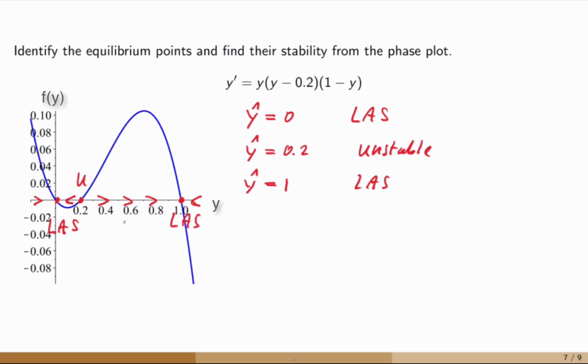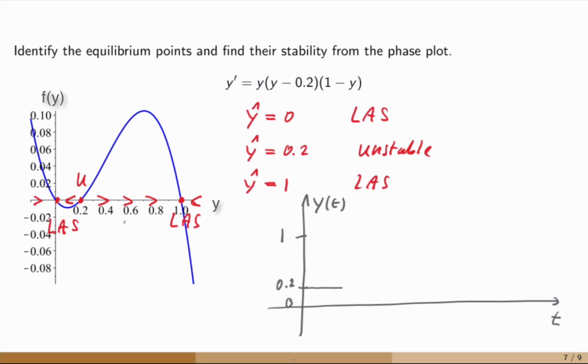For this case, let us quickly also plot the solution as function of time. So like I did before for the logistic model, I draw a coordinate system with time here, and now the solution y of t here. So to get a similar picture like we had before, we first identify the equilibrium points, which are at 0, 0.2, and 1. But now they're on the y-axis, so 0 is here, 0.2 is maybe here, and 1 is here. Now being equilibrium point means f is equal to 0, so the solution doesn't change, it stays constant. So these are then the constant solutions as function of time.